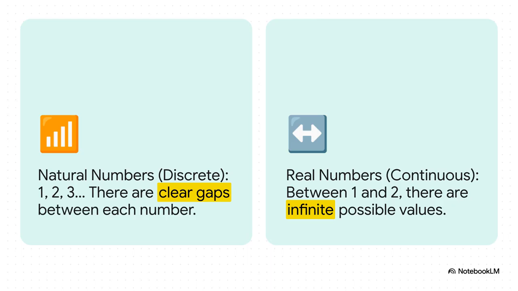You can see this perfectly just by looking at numbers. The natural numbers we use to count, 1, 2, 3, they're discrete. There's a jump from one to the next. But then you have the real numbers, and those are continuous. Between the number 1 and the number 2, there's an infinite number of other numbers. 1.1, 1.11, 1.111, and on forever. There are no gaps at all.